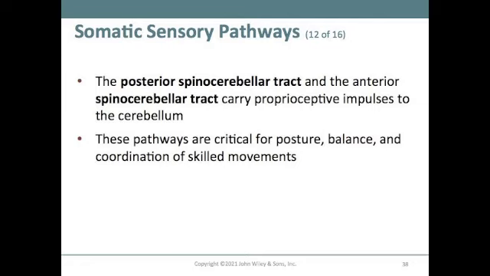Moving on to the next slide, there are 2 tracts in the spinal cord, the anterior spinocerebellar tract and the posterior spinocerebellar tract. These are the main routes that the proprioceptive nerve impulses take to reach the cerebellum. Although they are not consciously perceived, sensory nerve impulses conveyed to the cerebellum along these 2 pathways are critical for posture, balance, and coordination of skilled movements.